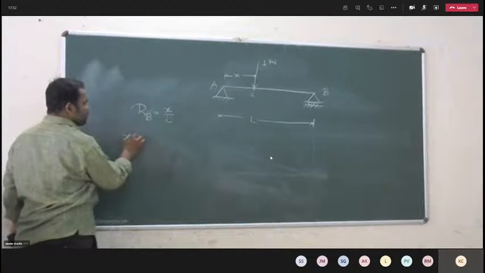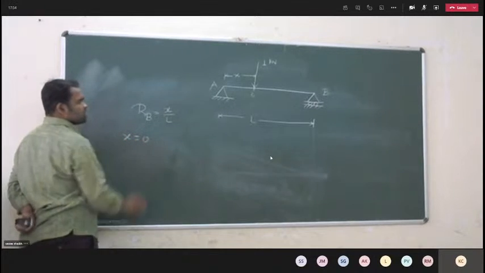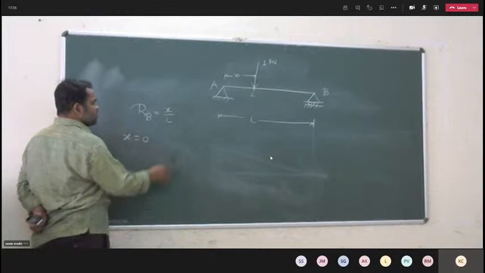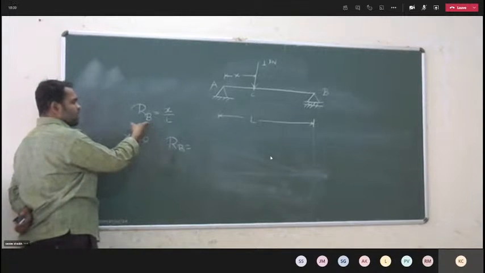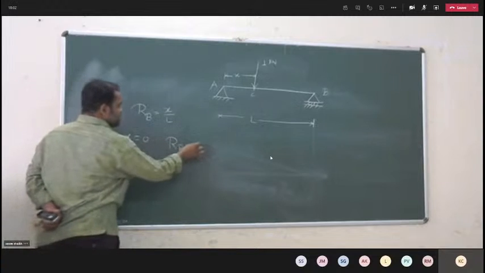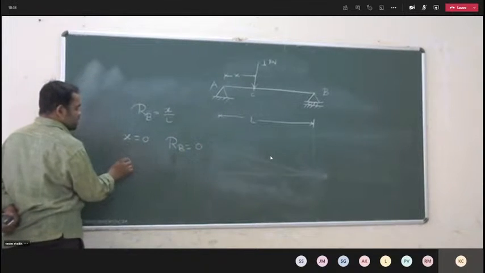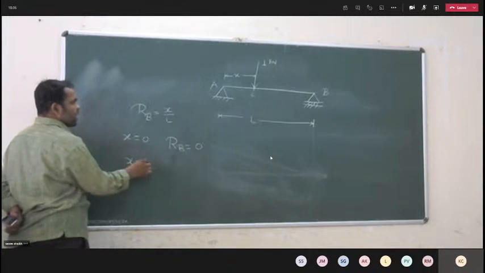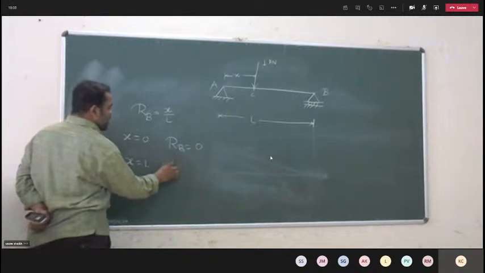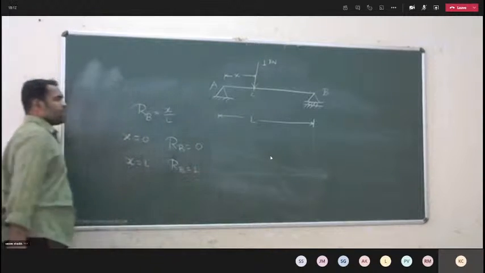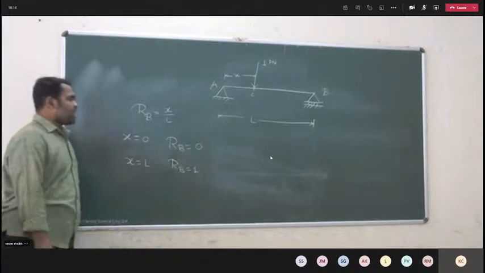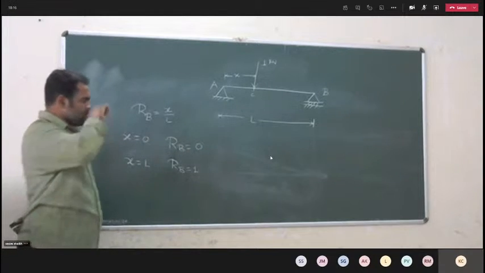So again, I am putting the unit load at support A. So x is equal to 0. Put this value of x in this equation of RB, so RB is equal to 0. And if I am putting the unit load at support B, then RB is equal to 1. Use the value of RA and RB, put the value of x.